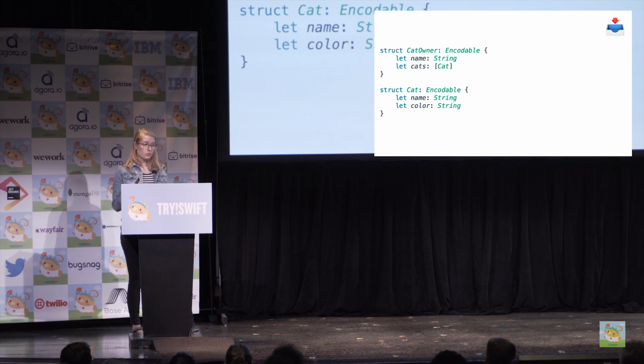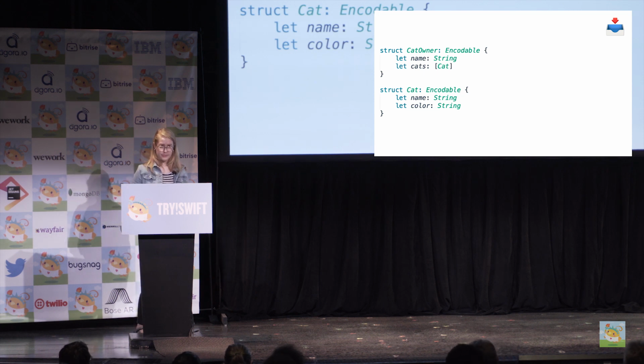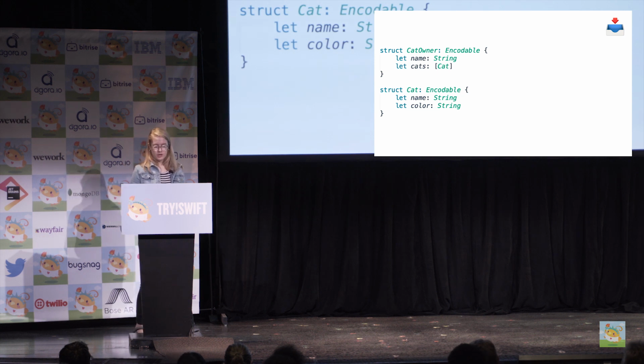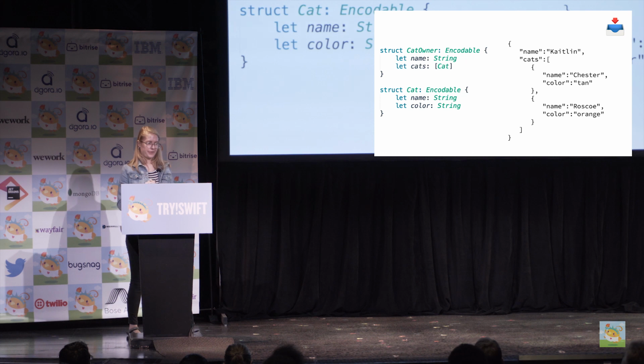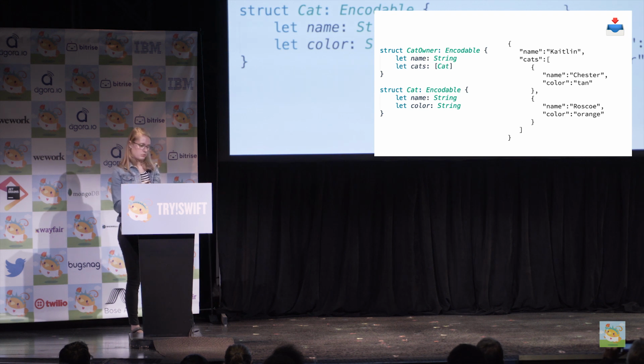The first is a string, which is encodable. And the second is an array, which is composed of an encodable type, cat. So cat owner will also get conformance to encodable for free. And if we were to encode that cat owner we just created with a JSON encoder, we'd get output that looks like this, which is the 2 top-level keys, and then cats is an array of objects.